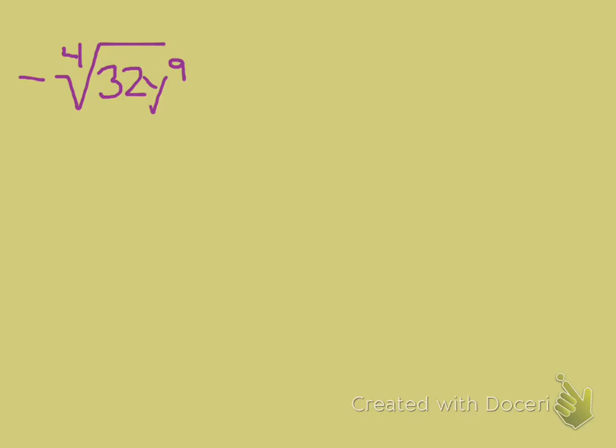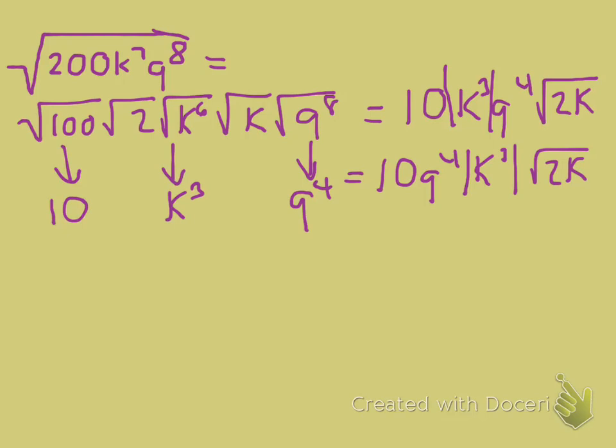The opposite of the 4th root of 32y to the 9th. Oh, and actually, I want to go back to that original problem. You notice in this problem, I did use the product rule to write this all out. To be totally honest, that's just for example here. That's really not a necessary step.